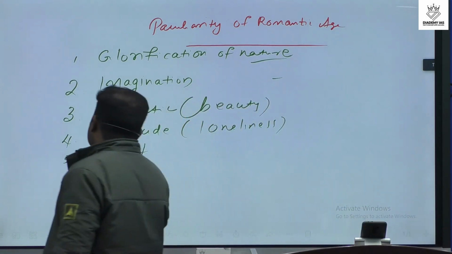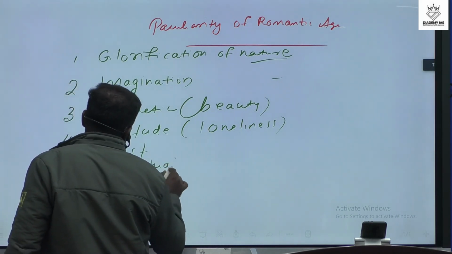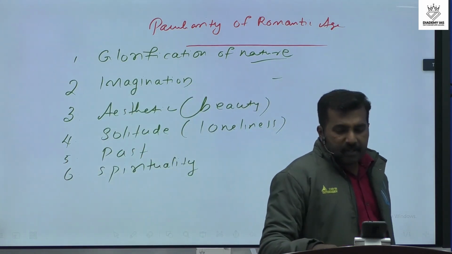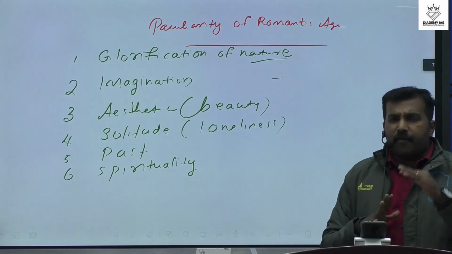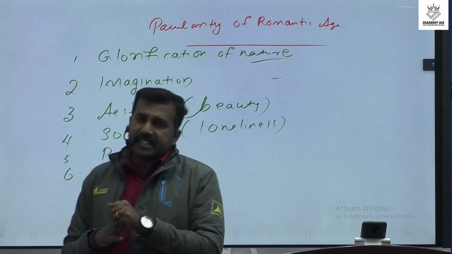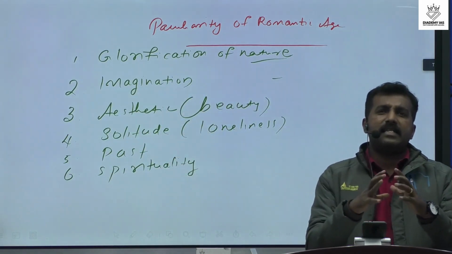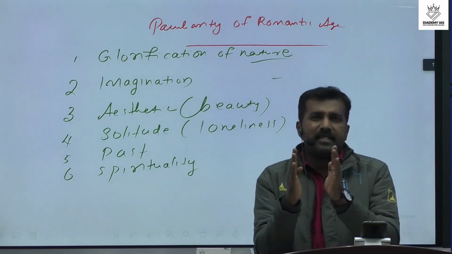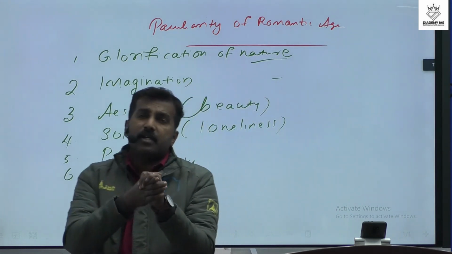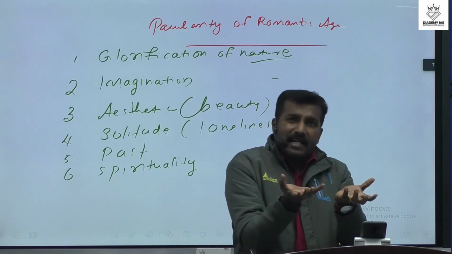And the sixth one is spirituality. What is spirituality? We know that during the time of Middle English literature, and the Renaissance period as well, during the Elizabethan time, the religious restrictions were loose. That means with the influence of Queen Elizabeth the First, people became more friendly at that time.